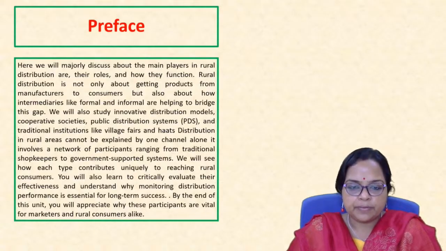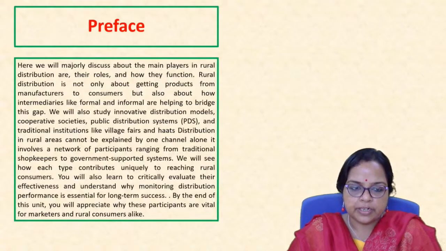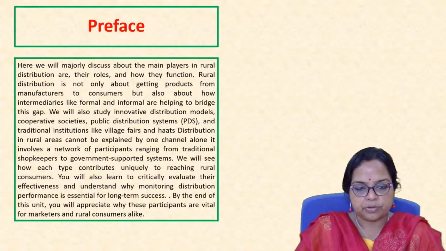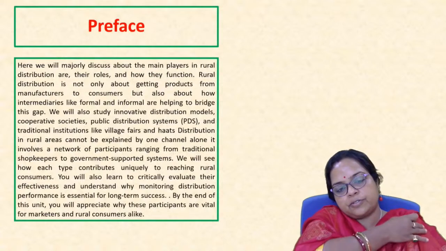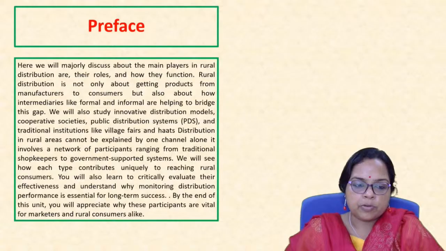We will study innovative distribution models, cooperative societies, the public distribution system, and traditional institutions like village fairs, haats. Distribution in rural areas cannot be explained by one channel alone. It involves a network of participants ranging from traditional shopkeepers to government-supported systems. In the last few units we understood the challenges of rural distribution, and this unit will introduce you to the participants of the rural system, and we will also understand how each type contributes uniquely to reaching rural consumers.